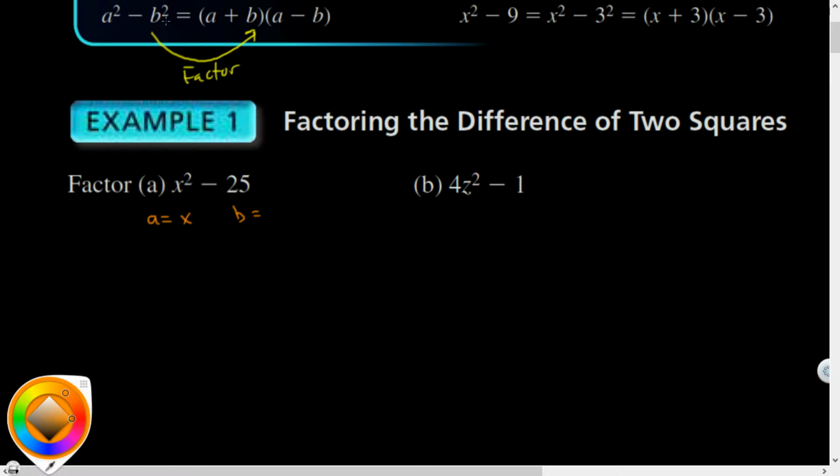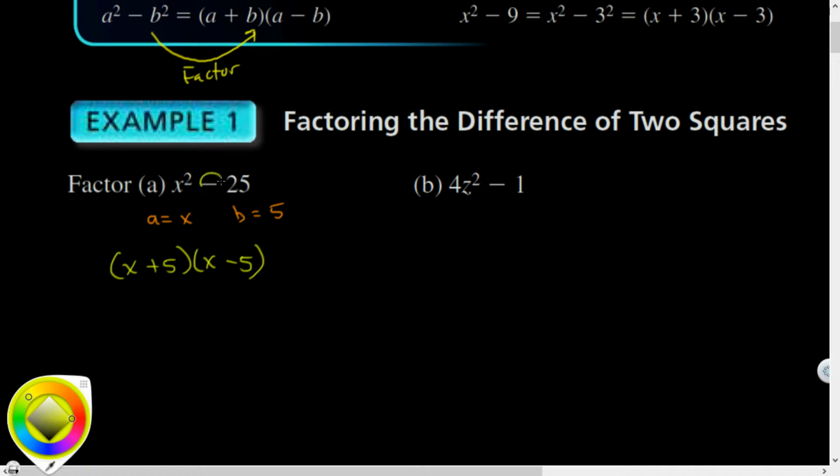And then for b, I know that b squared is equal to 25. I'm ignoring the sign for now. So what must b have been that squaring it would give me 25? Yep, 5 squared. So a is x, b is 5, and since it matches the pattern, I can just say (a plus b)(a minus b). So that's going to be (x plus 5)(x minus 5).